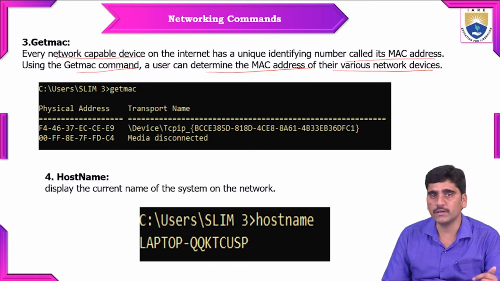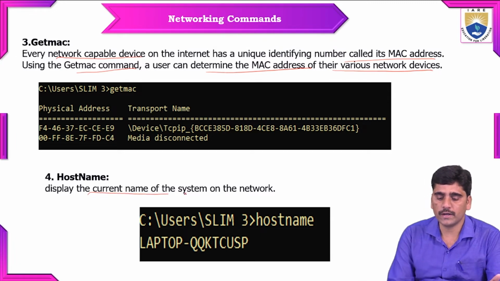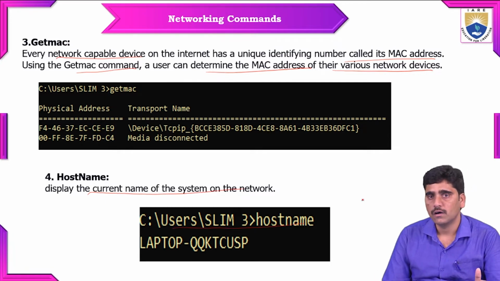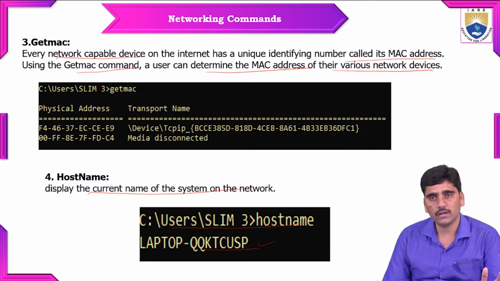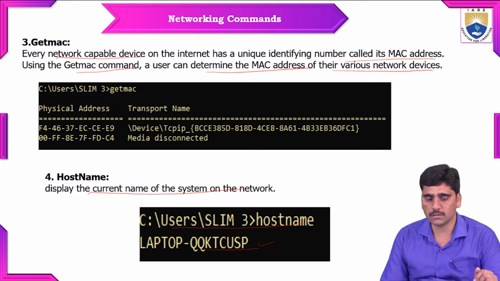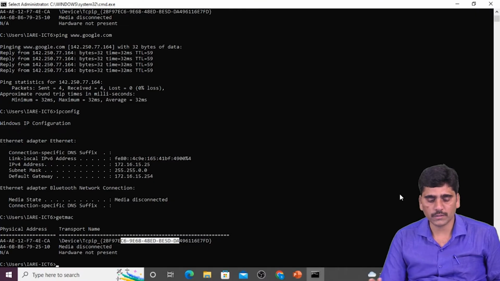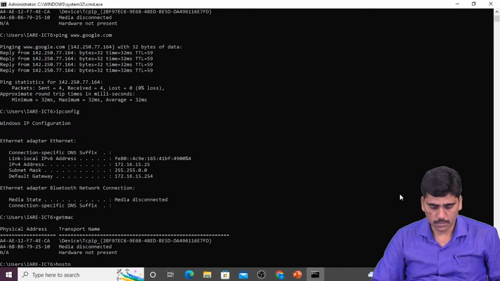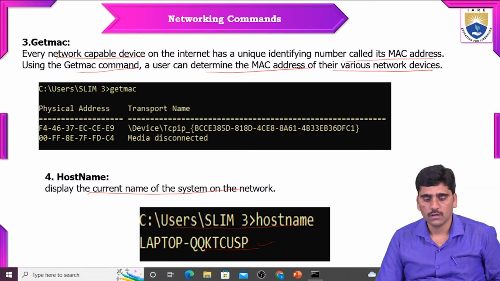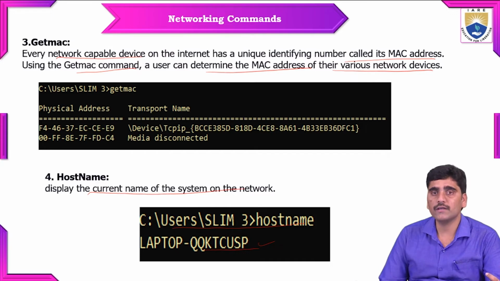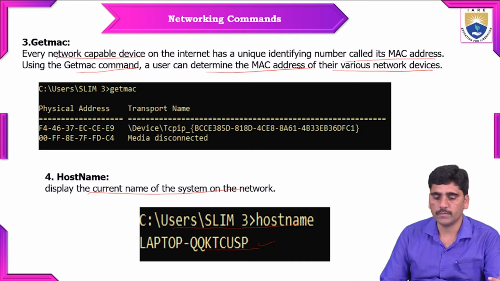And the next one, hostname. Hostname is nothing but the system name. It displays the current name of the system on the network. Previously I typed it on my laptop, and it displayed the laptop name. That is the system name. You can type hostname here, and IARE ICT is the hostname. That is how you can identify the hostname of the system.